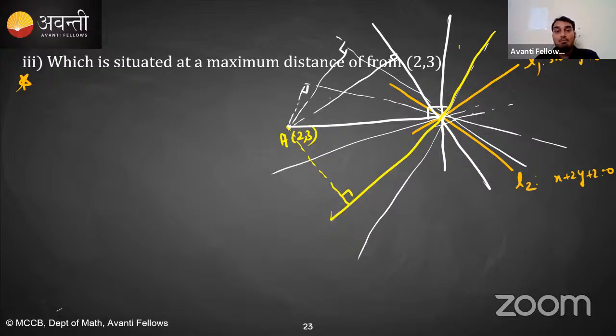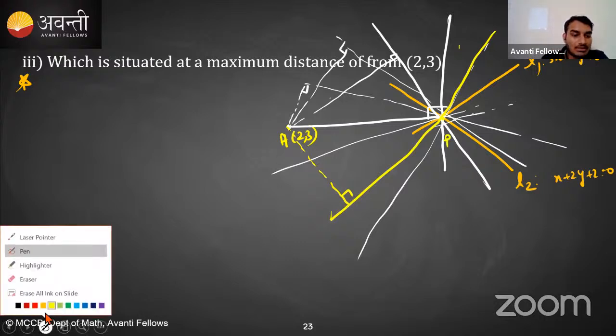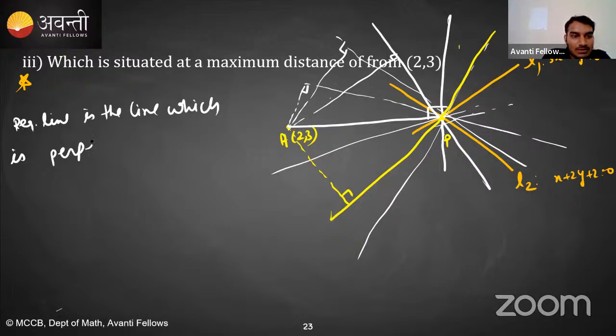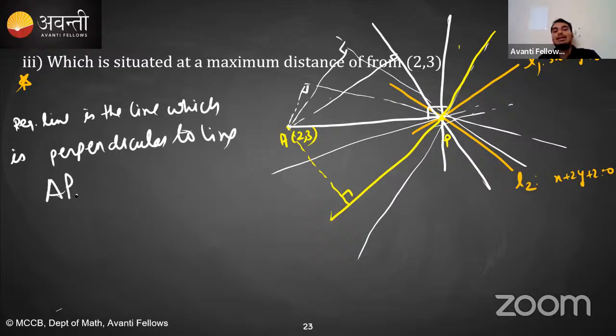So my line which is at a maximum distance, let's say this is the point P, right? So the required line at maximum distance is the line which is, can anybody tell me, perpendicular to line AP. Is this clear? So our required line is the one which is perpendicular to AP. Yes or no? Then only it will be at maximum.